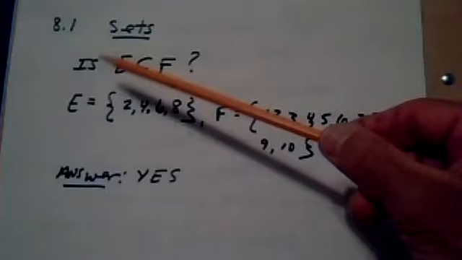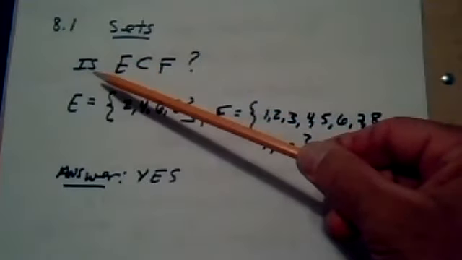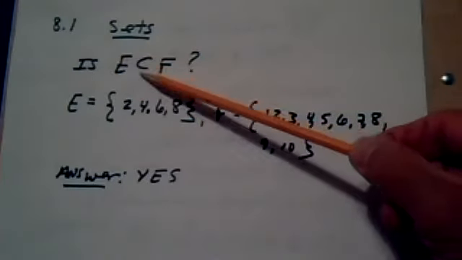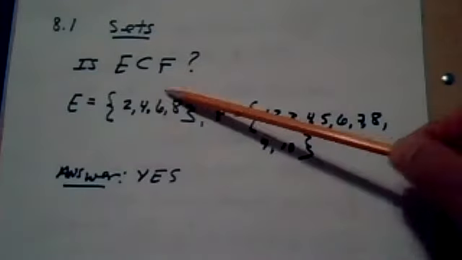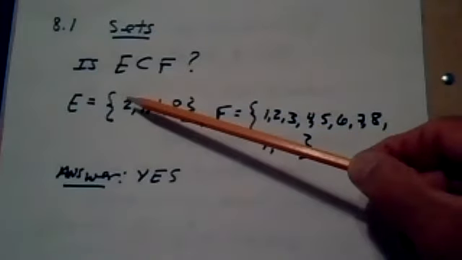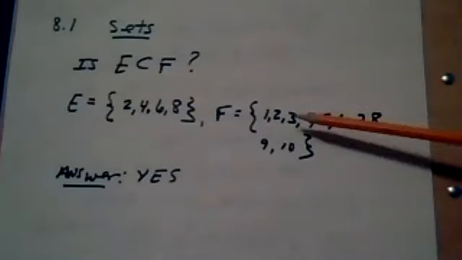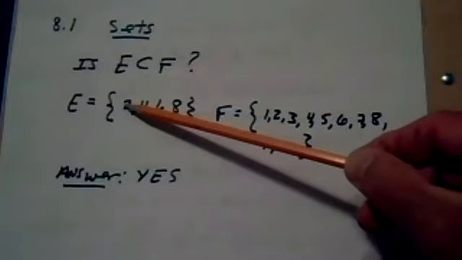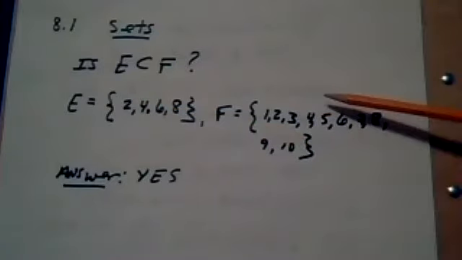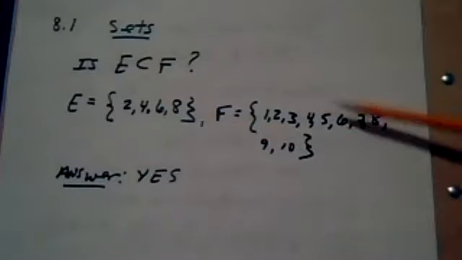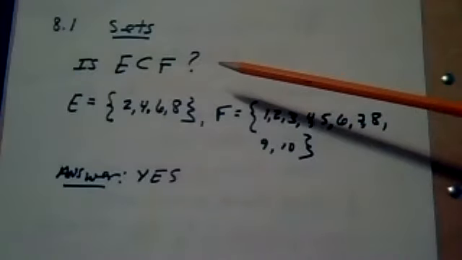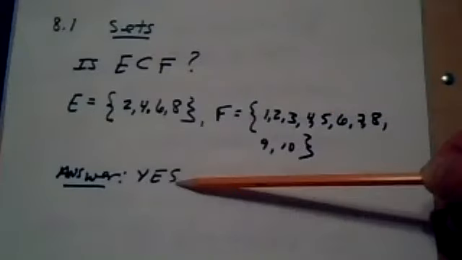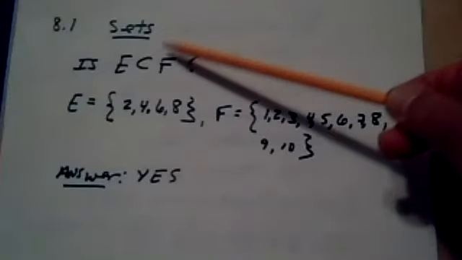Question, is set E a proper subset of F? In other words, are all the members of E found in F? Well, yeah, look at 2, 4, 6, 8. All the members of E are members of F, but they are not equal. This is a bigger set. So the answer is yes, E is a proper subset of F.